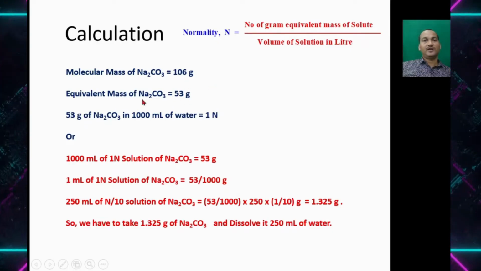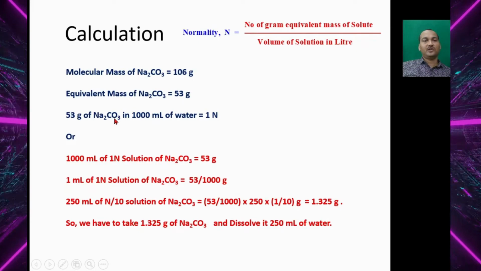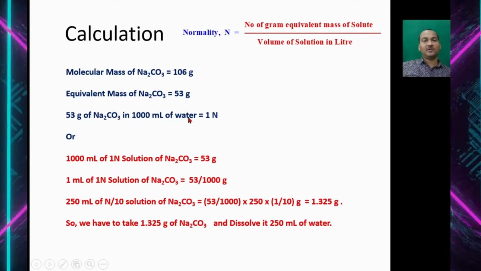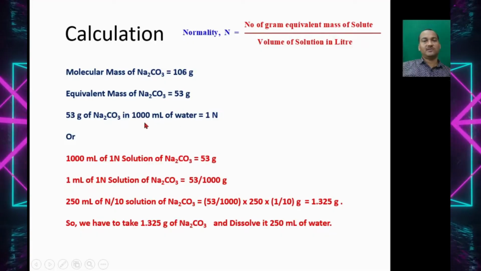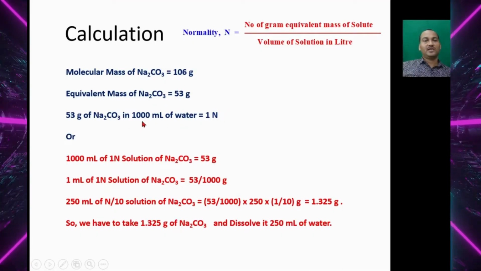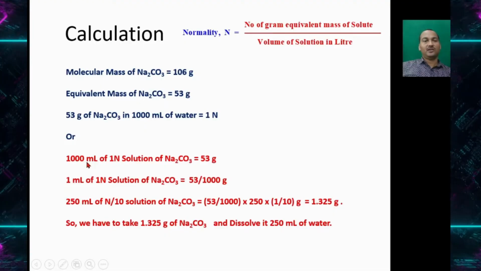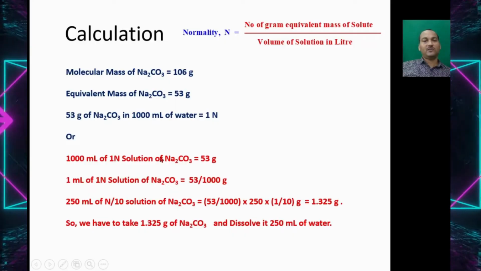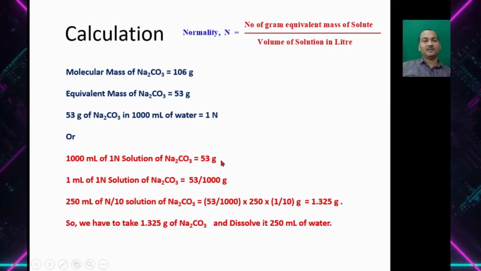So that means if we dissolve 53 gram of sodium carbonate, that is the equivalent mass, per 1000 ml of water, so volume of solution 1 liter, that will give you one normal solution. So this we can write in other way. 1000 ml of one normal solution of sodium carbonate will contain 53 gram.